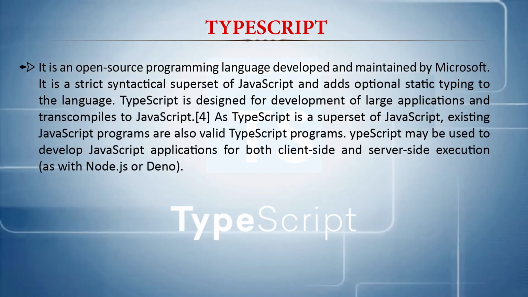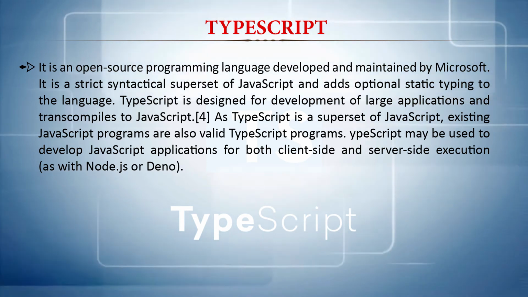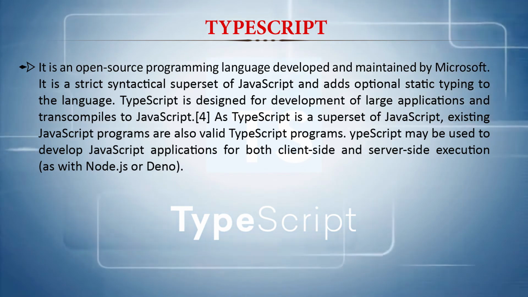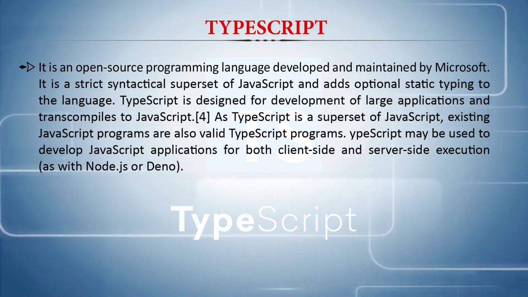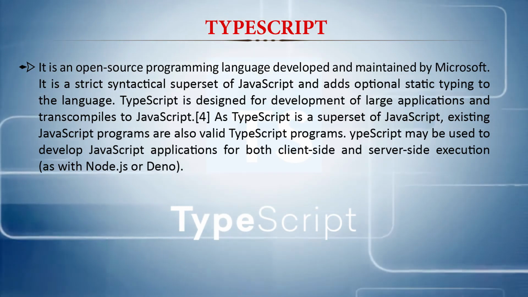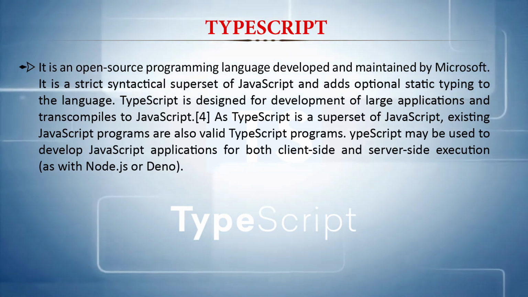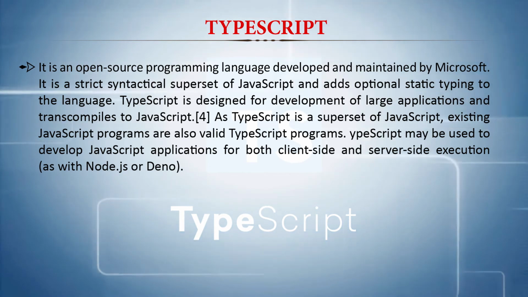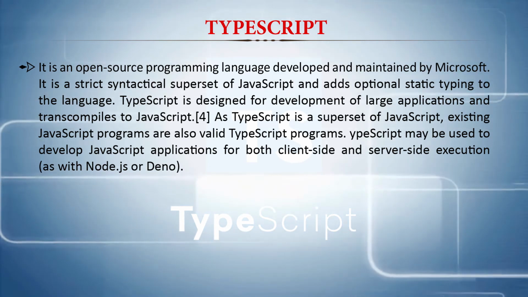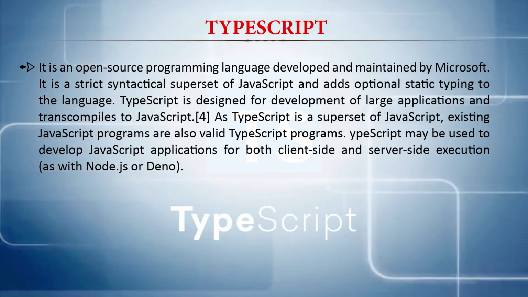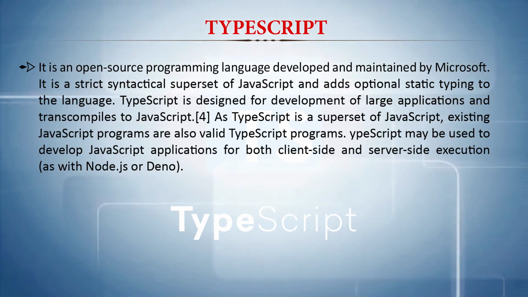Now let us see what is TypeScript. It is an open source programming language developed and maintained by Microsoft. It is a strict syntactical superset of JavaScript and adds optional static typing to the language. TypeScript is designed for development of large applications and transcompiles to JavaScript. As TypeScript is a superset of JavaScript, existing JavaScript programs are also valid TypeScript programs. TypeScript may be used to develop JavaScript applications for both client-side and server-side execution, as with Node.js or Deno.